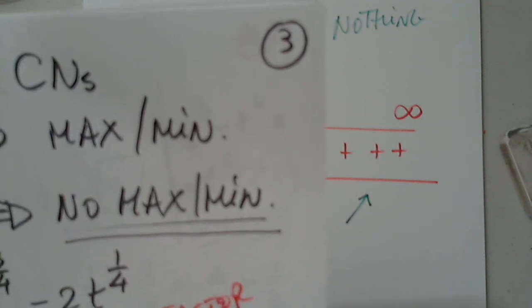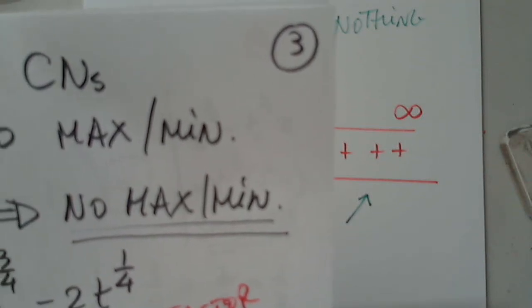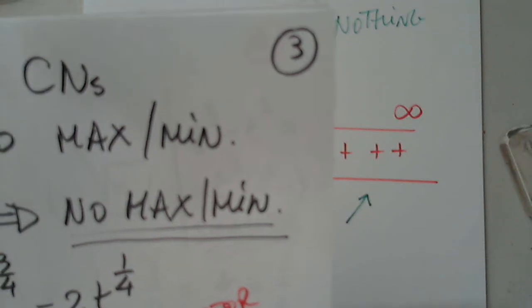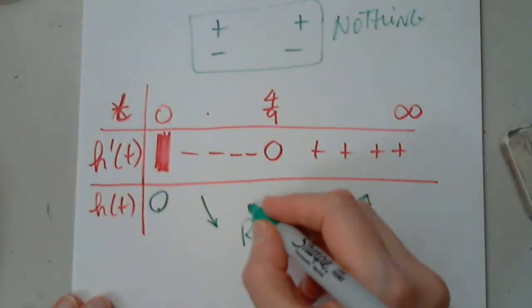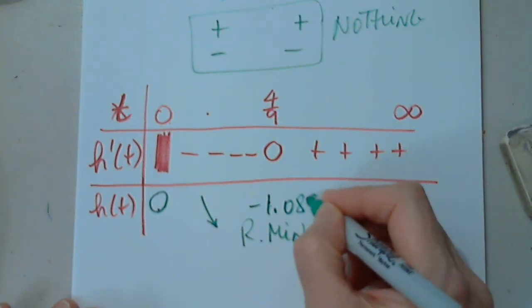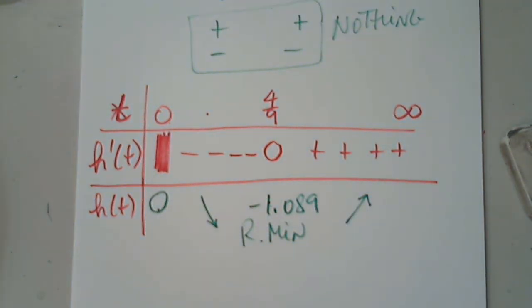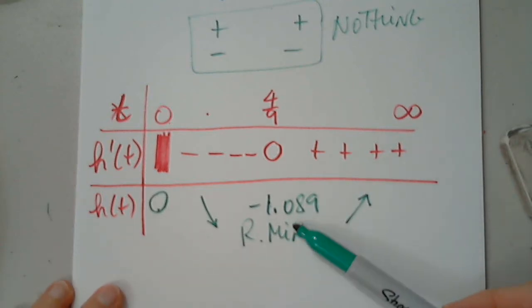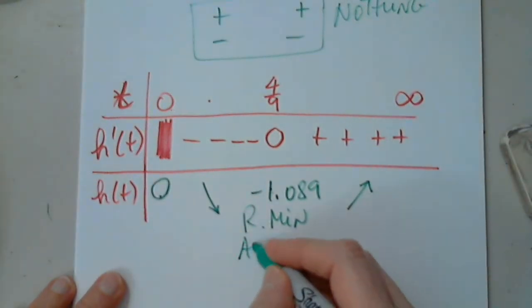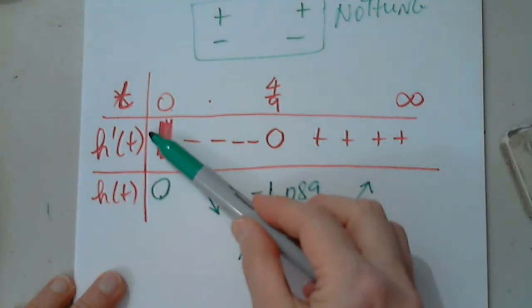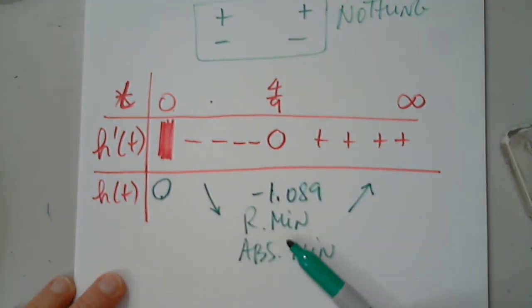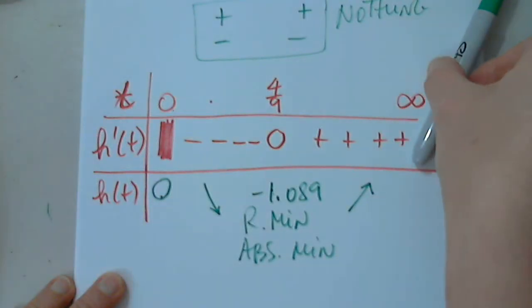And we want to plug in 4/9. We are expecting a negative number. It has to be negative 1.089. So this is a relative minimum and also an absolute minimum. The function starts at 0, comes to the absolute minimum, and goes to positive infinity.